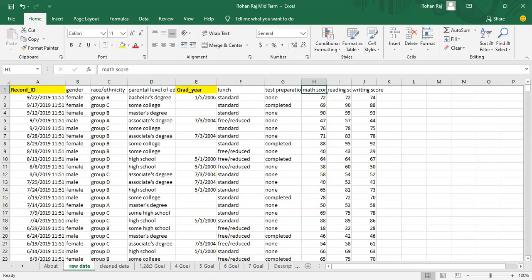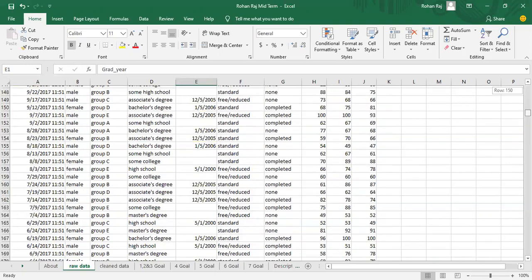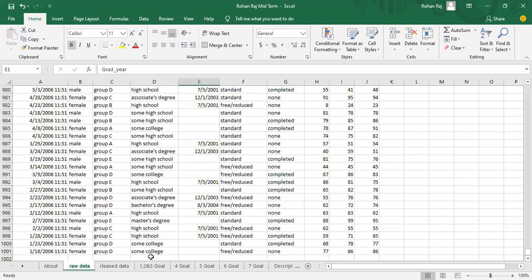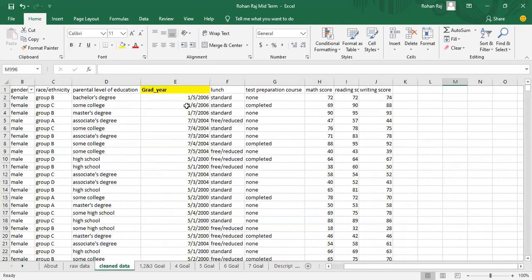And for cleaning of data, you have to just see what missing values are present, and this is the main column where most of the missing values are present. So for this, you can see in the clean data, I cleaned the data by evaluating the dates, and I also filled some of the data in the race and ethnicity manually, and you can see the graduation year.